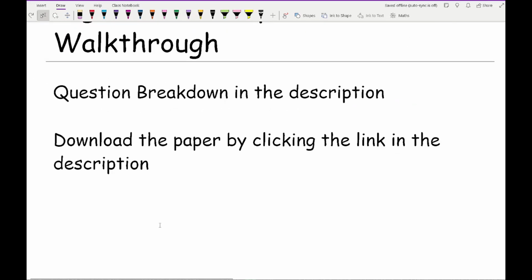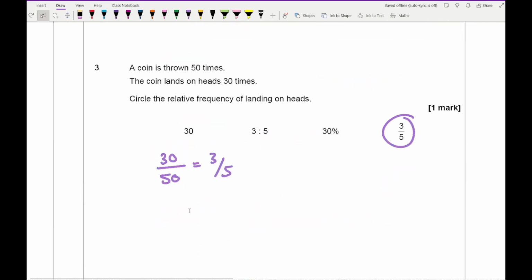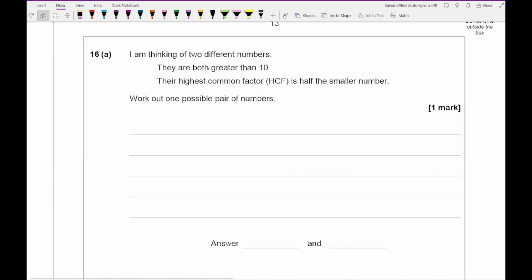Moving on to question 16. Of course, it's going to reset. Now, moving on to question 16, it says, I'm thinking of two different numbers. They are both greater than 10, and the highest common factor is half the smaller number. Work out the possible pair of numbers.